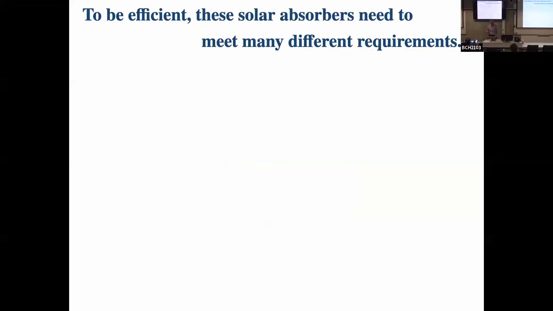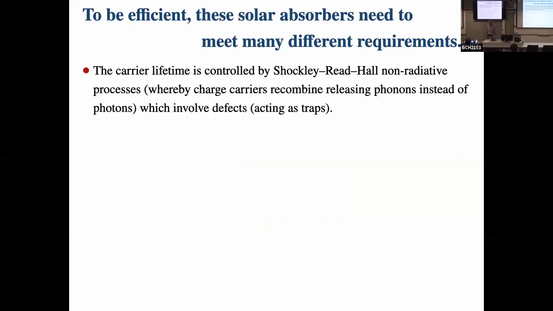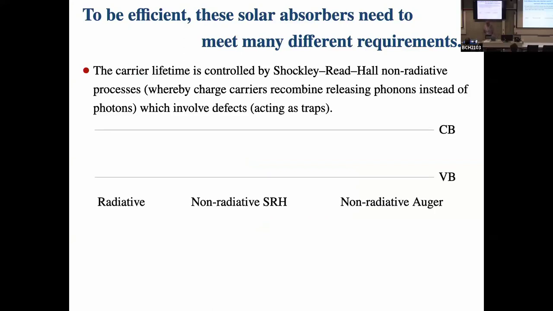Okay? And so one of the reasons why you have this kind of recombination is the so-called Shockley-Read-Hall non-radiative process, whereby the charge carriers recombine by releasing phonons instead of photons. And these involve traps, as I will show you. Typically, if you have the conduction band and you have created an electron-hole pair, they can recombine in a radiative way by emitting photons, okay? And this is not something that is very strong in typical materials.